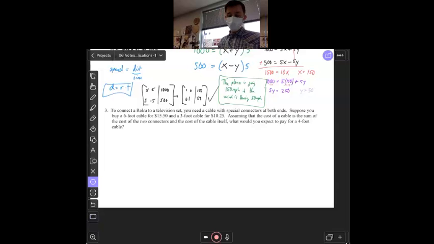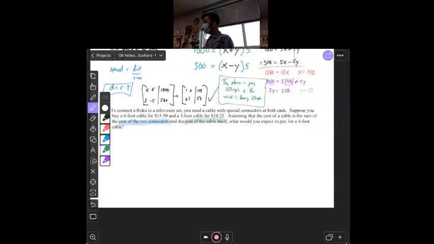Okay. So overall, what we don't know is the cost of a cable. Well, they're kind of giving us this idea, like assuming that the cost of a cable is the sum of the cost of the 2 connectors and the cost of the cable itself. Here, they're kind of giving us what we need to find. Those are the things we don't know. How much does the cable cost? How much do the connectors cost? Because if I know that, then I should be able to figure out how much any length cable costs.